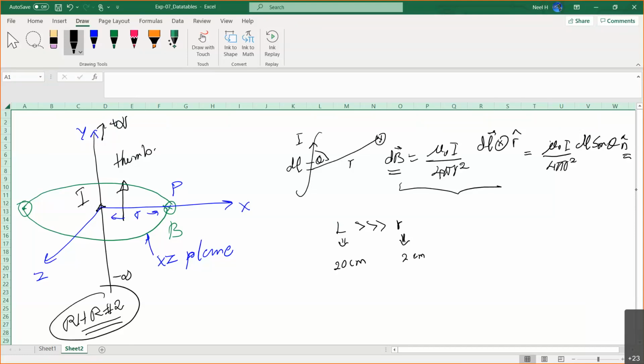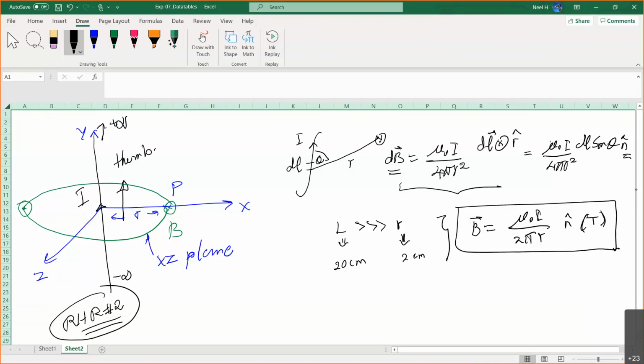So if I make that assumption and build an equation, then as we talked about last time, B equals mu 0 I divided by 2 pi R, right? So that's the formula, and the unit of the magnetic field is T. So that's the equation we end up with. That's the one we are actually testing today, okay?